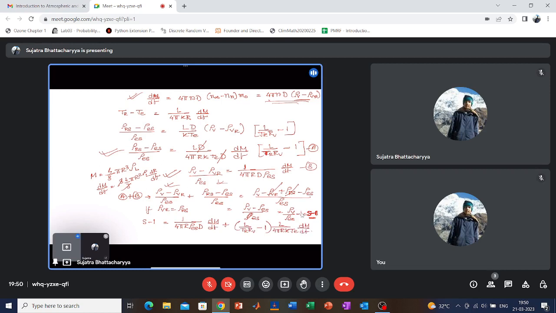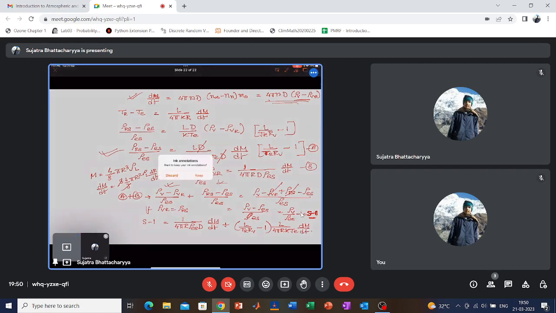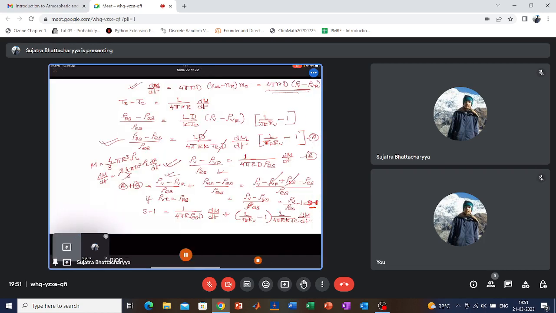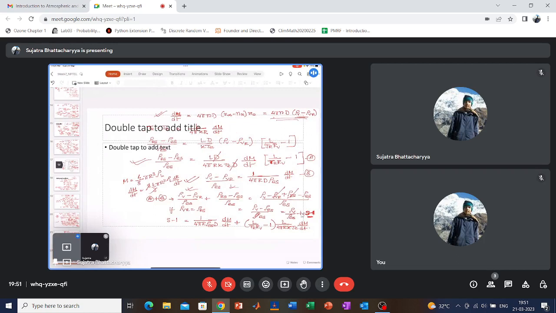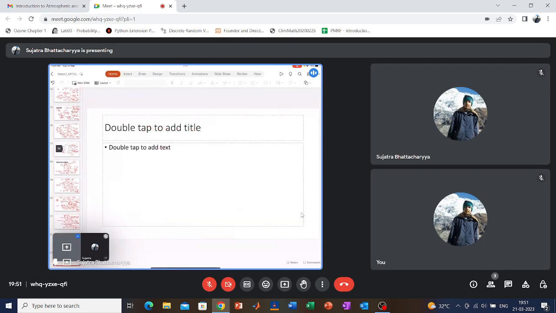Now we will write the dm dt expression in the next slide, but for that again I have to add a slide. Just a minute. Okay, now I add a new slide and this will be the last, I think.